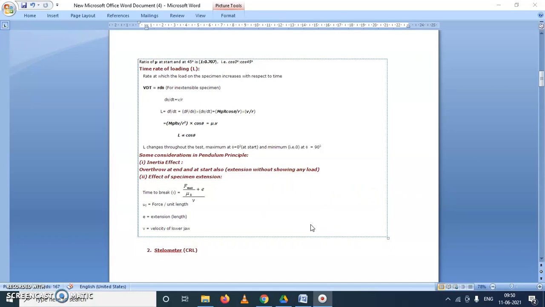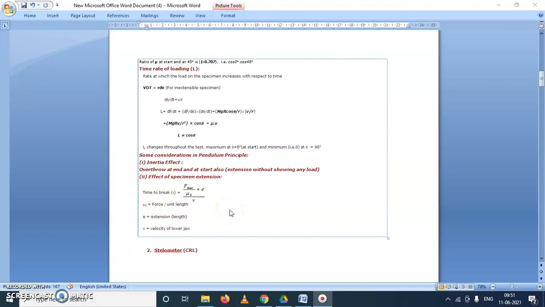Okay, we know inertia is a property of matter by which it continues in its existing state of rest or of uniform motion unless it is changed by an external force. So all the gravimetric instruments have this inertia effect error, because in starting it will take more force to move from the state of rest, and when it is in motion it can give us a higher reading due to overthrow. Now the next part is the effect of specimen extension.